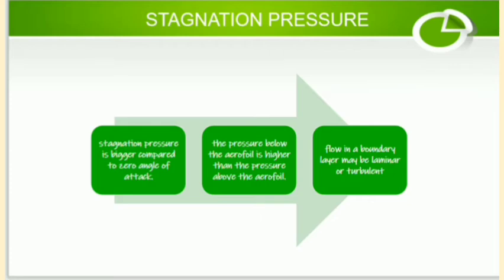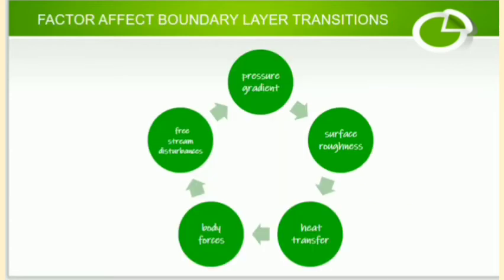For the last slide, I will tell you briefly about some factors that affect boundary layer transition. Number one, pressure gradient. Number two, surface roughness. Number three, heat transfer. Number four, body forces. And the last, free stream disturbances.